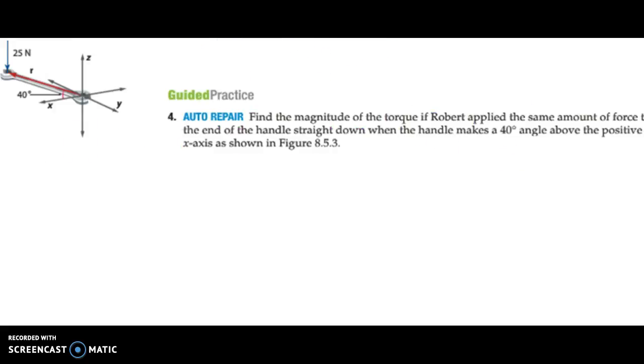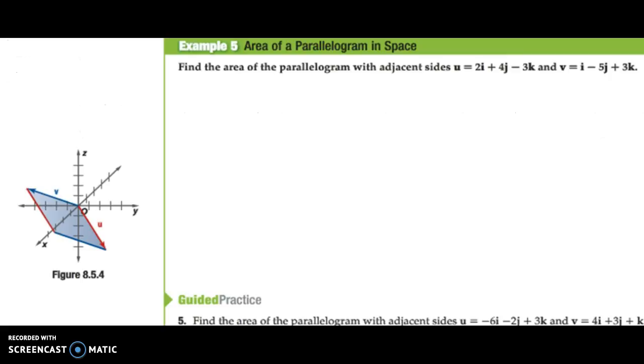Here's an example that you could try on your own if you'd like. Now, something interesting about cross products. They have tons of applications in geometry. One of them says that if you have two vectors and you find their cross product, the cross product's magnitude is actually equal to the area of the parallelogram created by those two vectors.